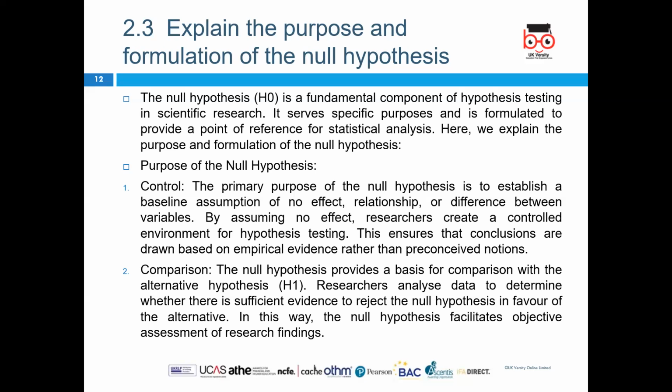Then the next one is comparison. The null hypothesis provides a basis for comparison with the alternative hypothesis, like whether you have to accept the null hypothesis or whether you have to reject the null hypothesis. Researchers analyze data to determine whether there is sufficient evidence to reject the null hypothesis, which means that the significance level is less than 0.05 in favor of the alternative. In this way, the null hypothesis facilitates an objective assessment of the research findings. So always remember, you will reject the null hypothesis when your significance level is less than 0.05.